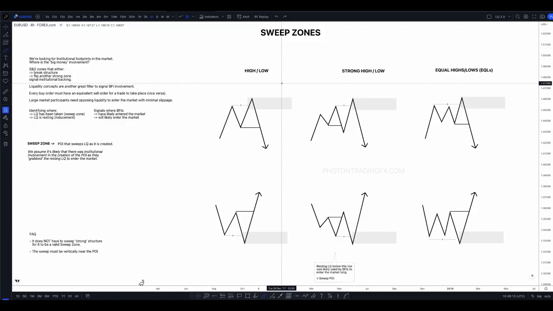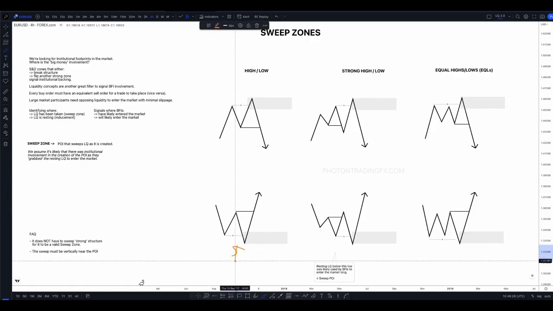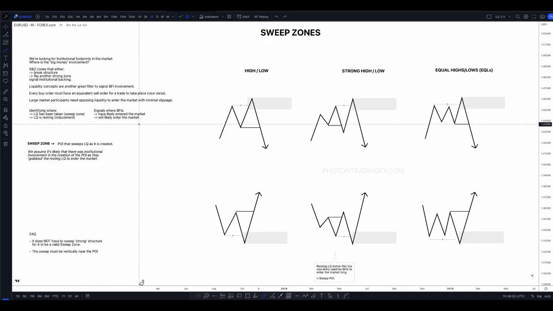That's the theory behind what we're doing here, okay? So essentially, identifying where liquidity has been taken in the creation of a sweep zone signals where they have likely entered the market, and where liquidity is resting, so liquidity that hasn't yet been tapped into behind here. We'll talk about this later, but that's the concept of inducement, and we can signal where they will likely in the future potentially enter the market, okay?